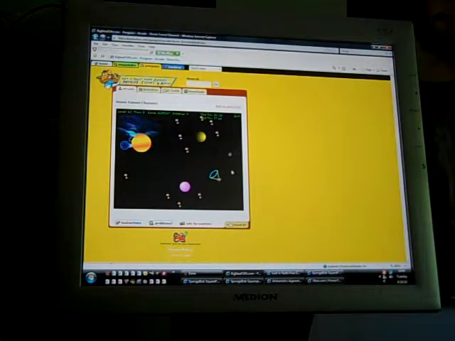Okay, guys, here's level 10. And this is part 10. And as you can see, there are three planets this time, and they're shaped like a triangle. See, because I'll draw it with the cursor.